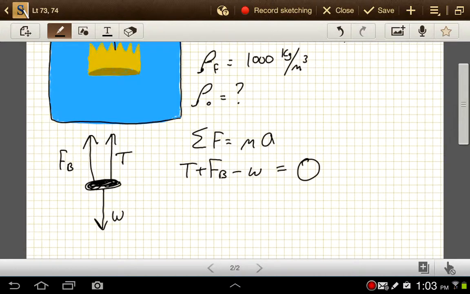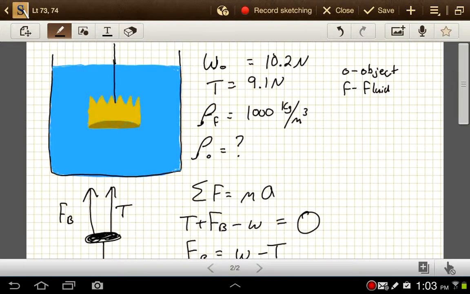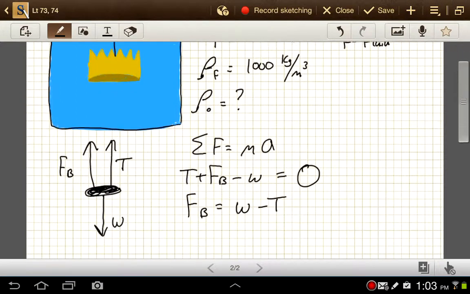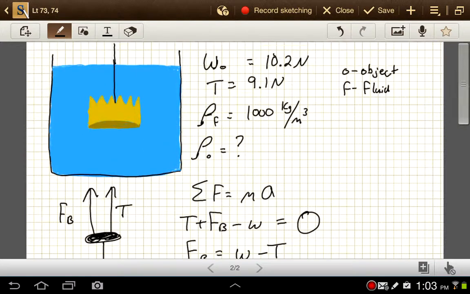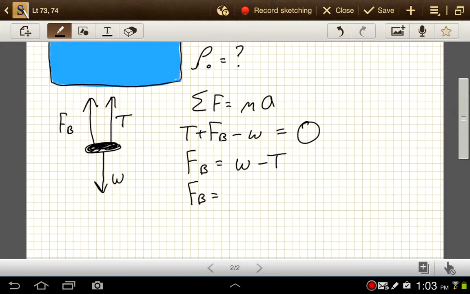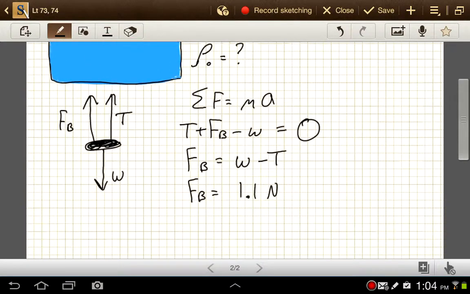Now it might be useful for us to write out that the buoyancy force is going to be equal to the weight minus the tension force. Now we have the weight given to us and we have the tension force, so we can figure out that the force from buoyancy is equal to 10.2 minus 9.1 newtons. That would just be 1.1 newtons. So we have the buoyancy force, but we're looking for density. Now, what else do we know here?